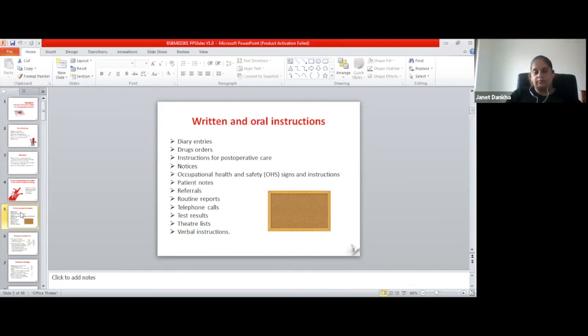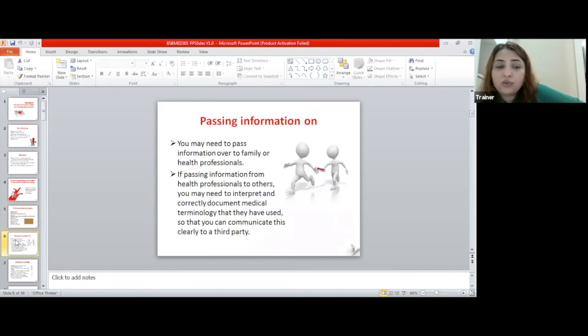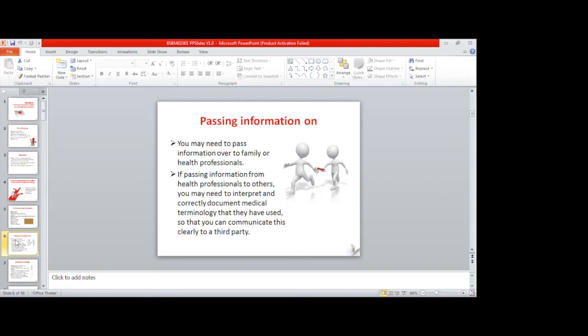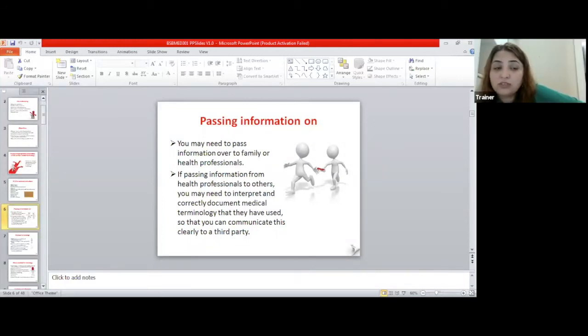All right, so oral instructions. Time and again, the staff might come and talk to you about some changes, or like I said earlier, you might get a phone call. All of those are part of your verbal instructions. Passing information on is one of our key things in this profession because we have shift work. Morning shift hands over to evening shift, evening hands over to night shift, and night hands over to morning shift. So we have to be careful about passing information correctly to the right person about the right person.